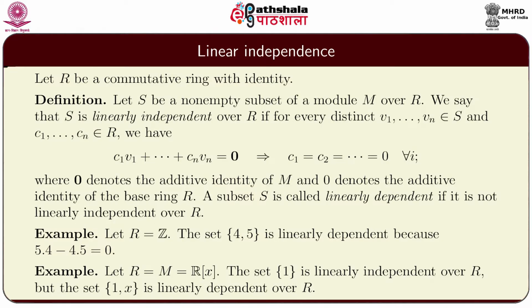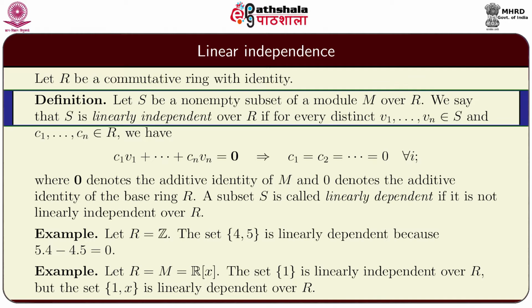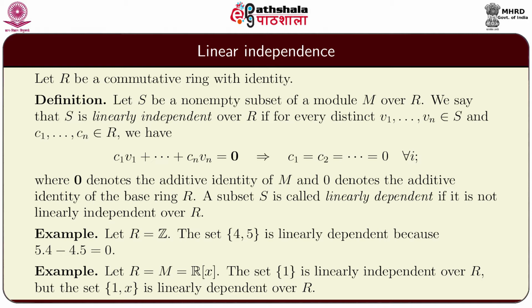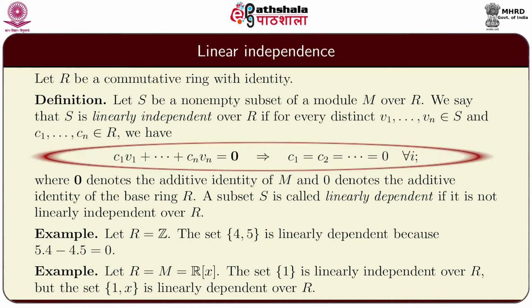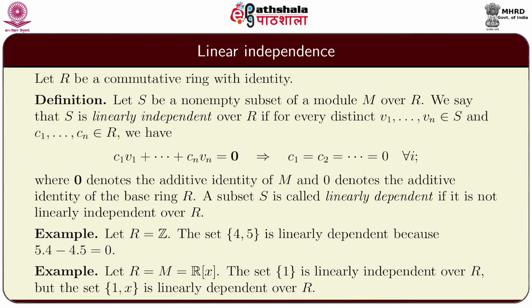Let us start. Let R be a commutative ring with identity. Let S be a non-empty subset of a module M over R. We say that S is linearly independent over R if for every distinct v1, v2 and so on vn in S and c1, c2 and so on cn in R, we have c1 v1 plus c2 v2 and so on cn vn is equal to the 0 element of the module implies c1 is equal to c2 and so on cn is equal to 0.